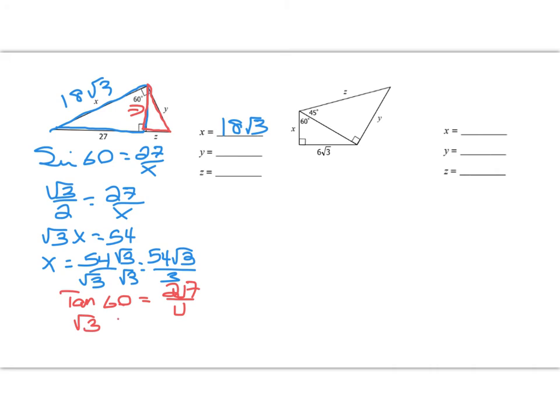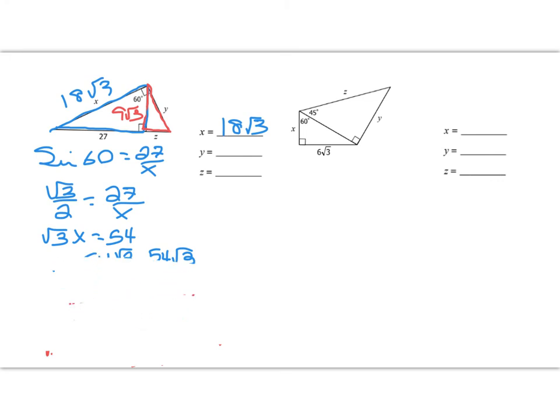So square root of 3 is equal to 27 over u. So we've got the square root of 3 u is equal to 27. And then if we divide by the square root of 3 and rationalize, we get 9 square root of 3. So this one right here is 9 square root of 3. Okay, so now I'm going to use that. Let me erase this so I can get some room.